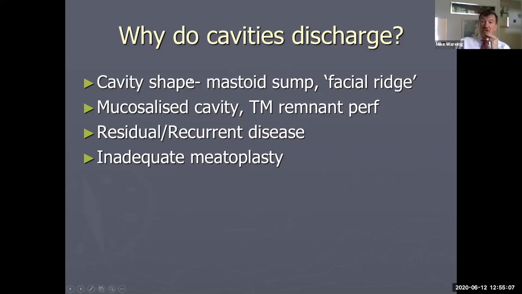So why do cavities discharge? Well, the first thing is to do with the shape of it. So if you get a mastoid sump, or this so-called facial ridge, and stuff builds up over there, then there's a good chance of it discharging. Often part of the problem is the cavity mucosalizes, so it doesn't epithelialize properly, and you get a wet mucosa within there. And if you get a perforation in the tympanic membrane remnant, it may continue to discharge. And then, of course, residual or recurrent disease and inadequate meatoplasty. So these are all things that can be corrected if you're thinking about revision surgery.